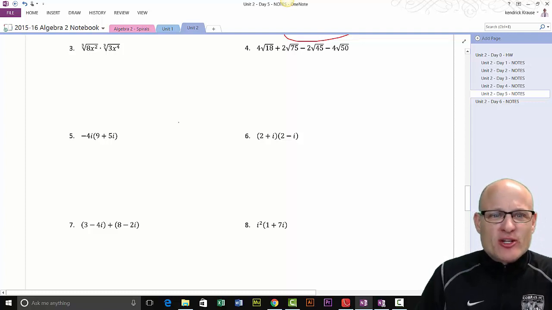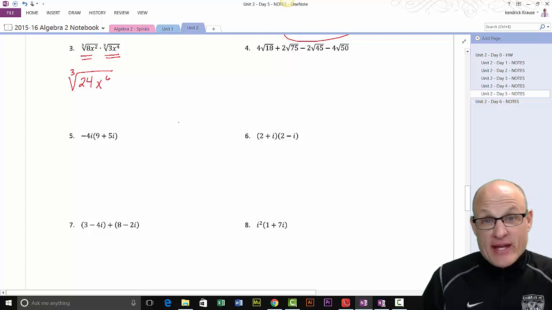Now, multiplication is usually a little bit easier because you just multiply. As long as they have the same radical, we can just multiply these things together. If they don't have the same radical, again, you're going to have to change things, and it gets a little bit more tricky later. You'll deal with that, but not right now. So these are both cube roots. So let's do cube root of 24x to the 6. Remember, we add the exponents.